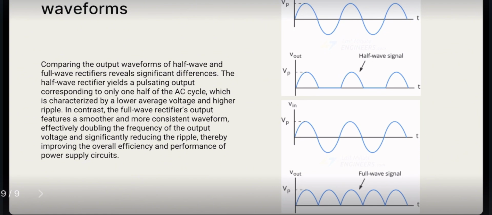And then we look at comparison of output waveform. Comparing the output waveform of half-wave and full-wave rectifier reveals significant differences. The half-wave rectifier yields a pulsating output corresponding to only one half of the AC cycle, which is characterized by a lower average voltage and higher ripple. In contrast, the full wave rectifier output features a smoother and more consistent waveform, effectively doubling the frequency of the output voltage and significantly reducing the ripple, thereby improving the overall efficiency and performance of power supply circuits.